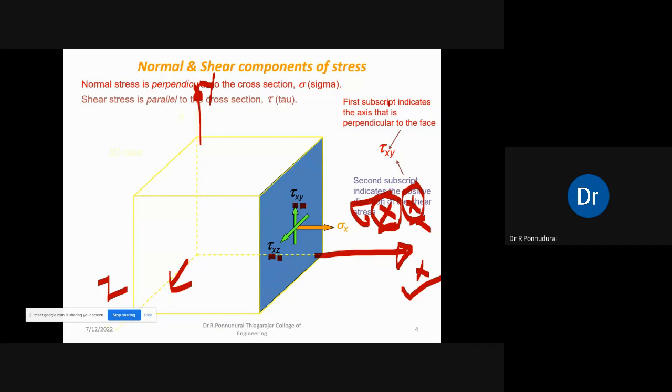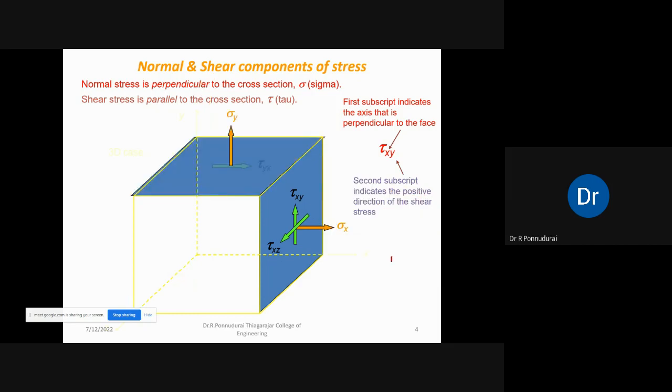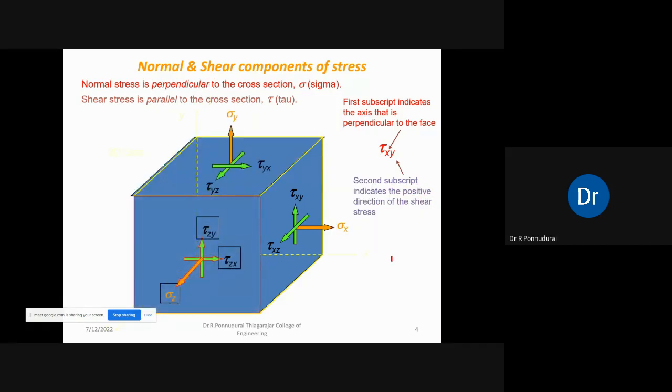So here in each plane we have the normal stress and two shear stresses. Okay, normal stress is perpendicular to the cross section, whereas shear stress is parallel to the cross section. Tau xy, tau xz. So likewise we have all other parameters like sigma y, tau yz, tau yx in this plane. And in this plane we have tau zy, tau zx, and sigma z. Okay, so we see that tau xy is equal to tau yx. Same way for all the rest.